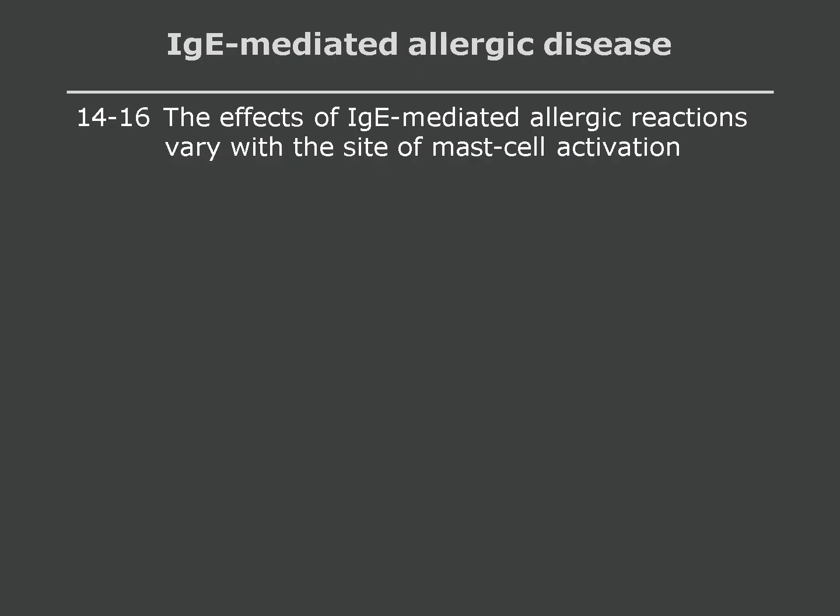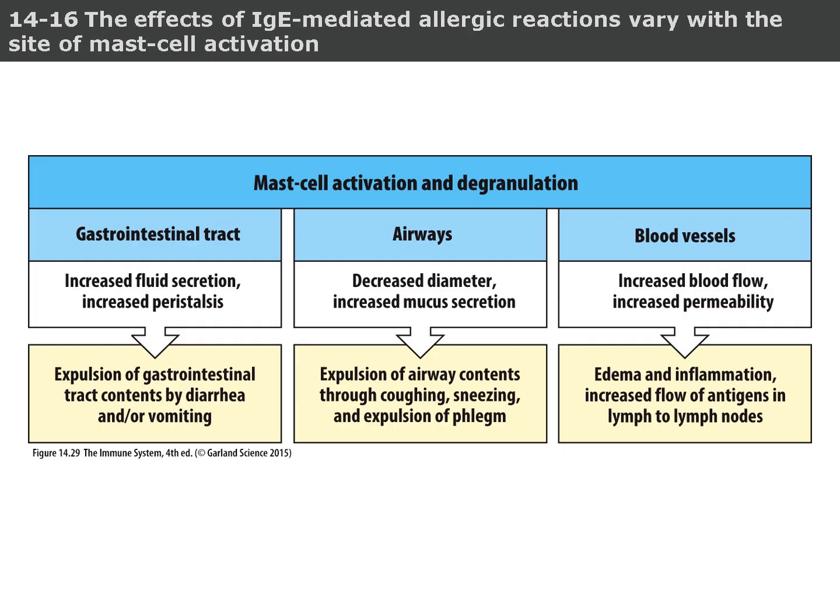The effects of IgE-mediated allergic reactions vary with the site of mast cell activation. In the gastrointestinal tract, mast cell activation leads to increased fluid secretion and peristalsis, causing diarrhea and/or vomiting to expel gastrointestinal contents.